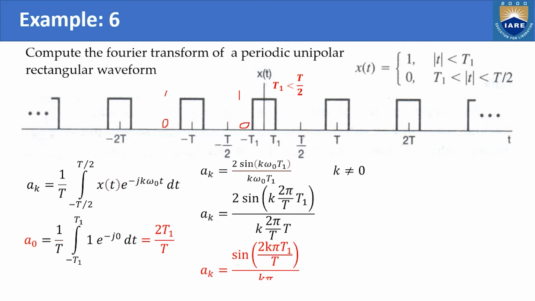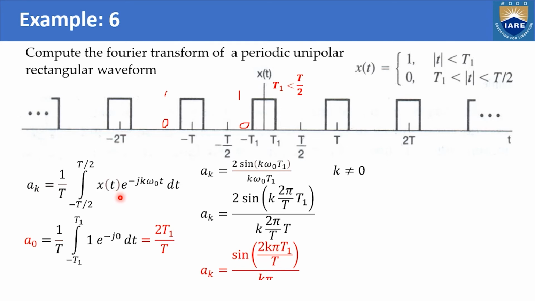So for this, according to the definition, a_k equals 1 by T, integration from minus T by 2 to T by 2 of x of t, e to the power of minus j k omega naught t dt. This is the expansion further, the definition of a_k here.